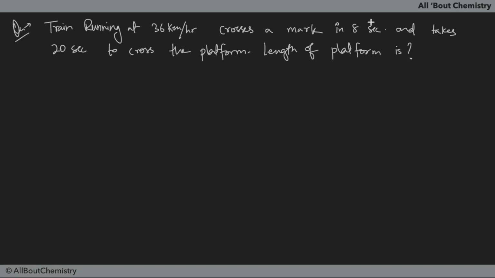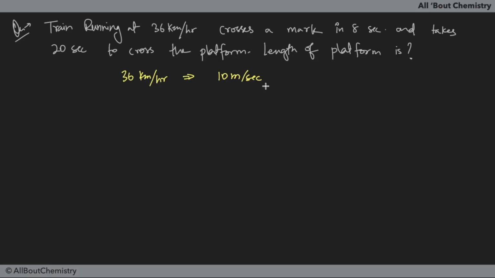It crosses a mark in 8 seconds, and it takes 20 seconds to cross the platform length. So they are asking the length of the platform. So how to do that? First thing to do this question is to convert this speed of train in meters per second. So 36 kilometers per hour, if you convert it into meters per second, you have to multiply by 5/18. So when you solve it, you are going to get 10 meter per second.